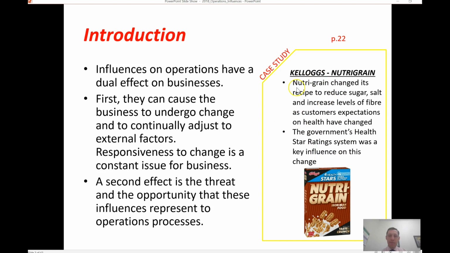So you can see there a bit of an example in terms of Kellogg's. They changed their recipe to reduce the sugar, the salt, and increase fibre as customers' expectations on health changed. That influence, the fact that customers were saying no, it's too high in sugar and we're not going to purchase that product as much as we have been, means that Kellogg's needed to make a decision. They changed the ingredients, but that also has a flow-on effect to the operations process because that product then needs to be manufactured with that in mind.